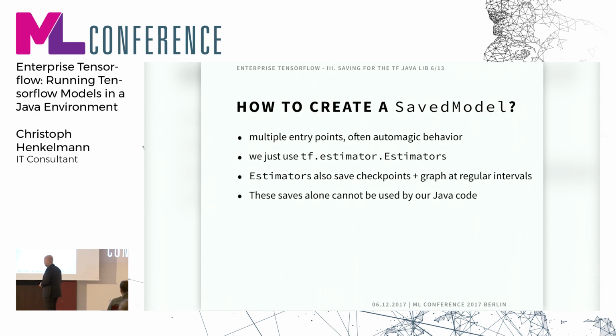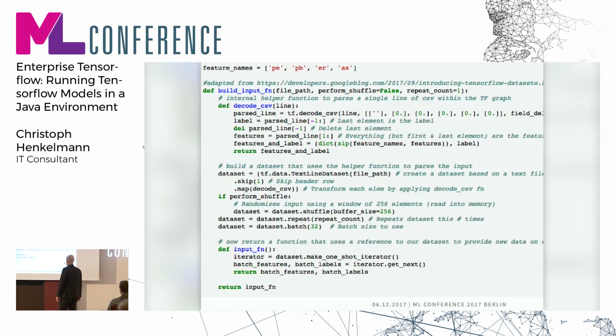But these saves, for some reason, I can't imagine why, can't be used by the Java code. So Google thought it was important to have two different save formats, one during training and one during serving. I checked other frameworks; they don't do that, I think.